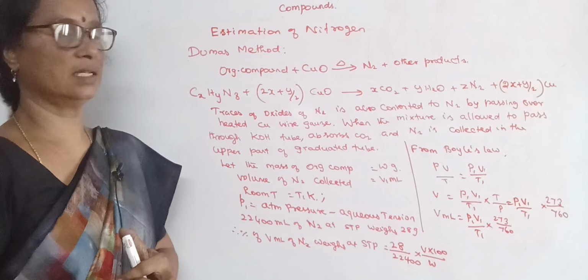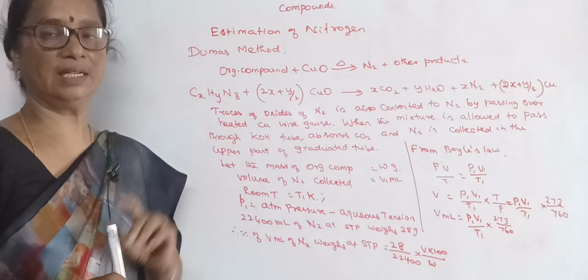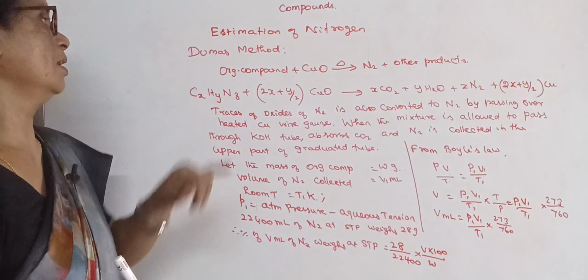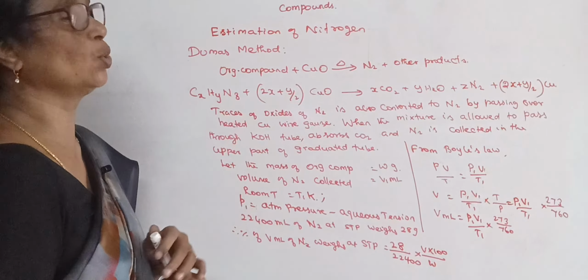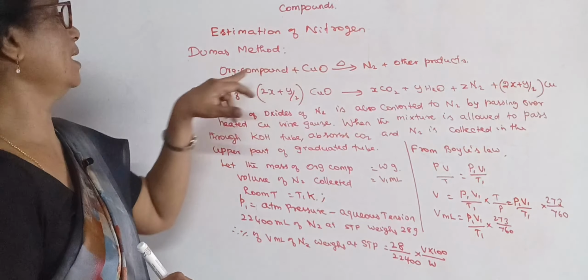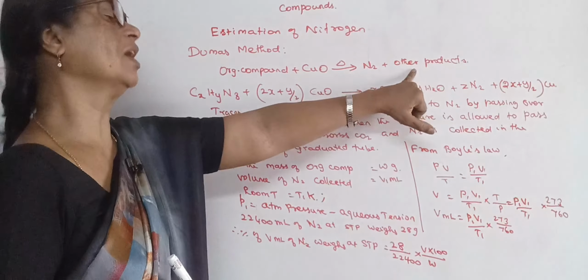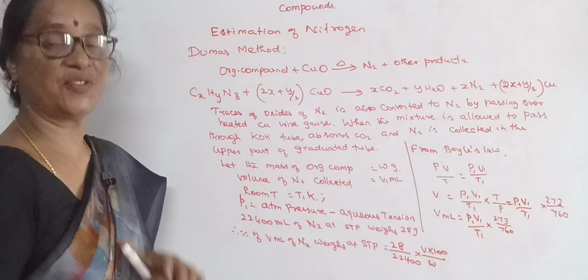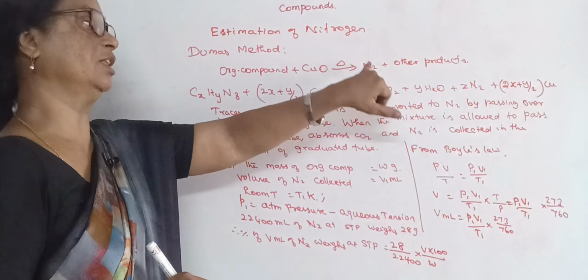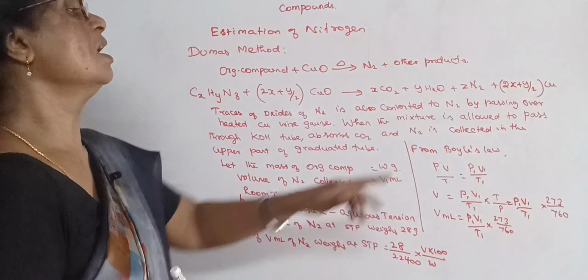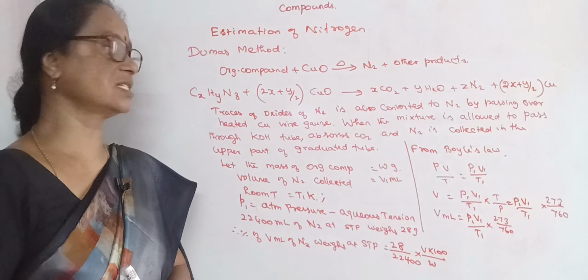Estimation of nitrogen. Nitrogen can be estimated by the Dumas method. It is one of the methods. In this Dumas method, the organic compound is heated with copper 2 oxide. On strong heating, the elements present in the organic compound get oxidized into their gaseous products, where the nitrogen is left behind as free nitrogen. Some traces of nitrogen oxides will also be formed, but those oxides are also converted into free nitrogen by passing the gases over heated copper gauze.